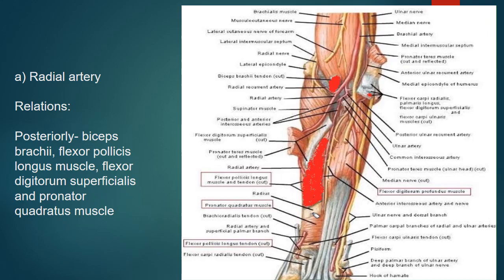The third muscle which arises from the anterior surface of radius is the pronator quadratus muscle, this one. This pronator quadratus muscle also lies posterior to the radial artery in the forearm. The last muscle which has the oblique origin from the anterior surface is the flexor digitorum superficialis, this one. These four muscles which arise or are attached to the anterior surface of radius form the posterior relation of the radial artery, or you can say these four muscles lie posterior to the radial artery in its course through the forearm.